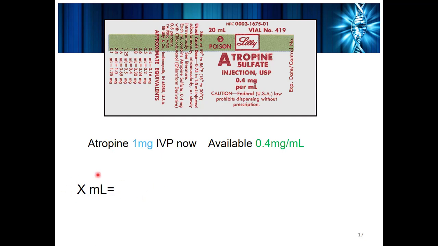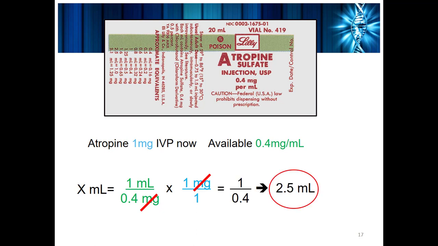Once again, X mLs. So what do I have up here for mLs? Available 0.4 milligrams per milliliter. 1 mL over 0.4 milligrams. So I need to be able to cancel out the milligrams. I've got it right there, still in the equation. Cancel out the milligrams. Nothing's left on the right side but milliliters, so I can go ahead and multiply and divide. 2.5 mLs.